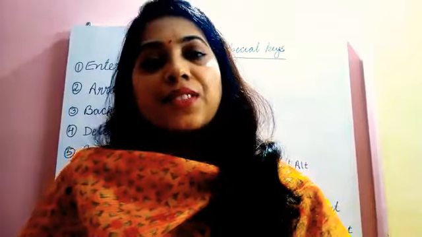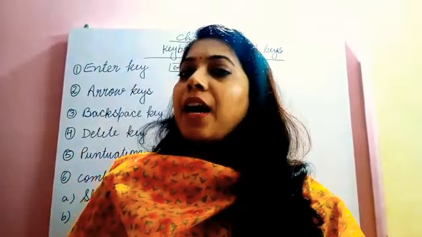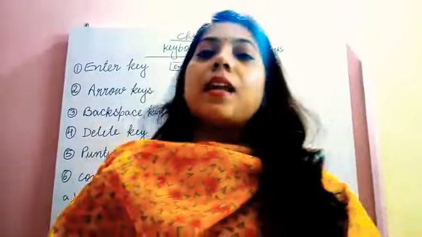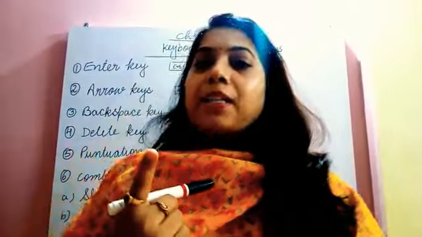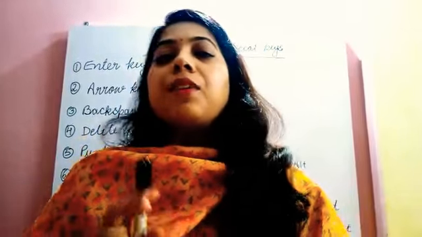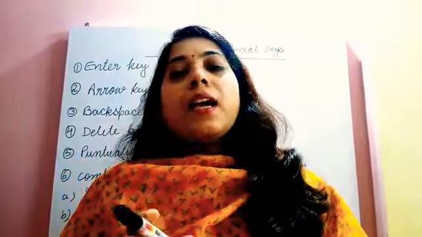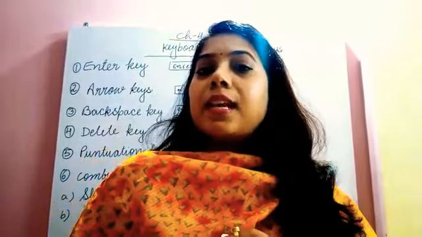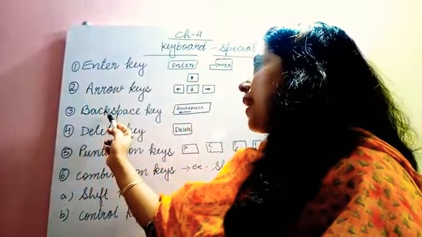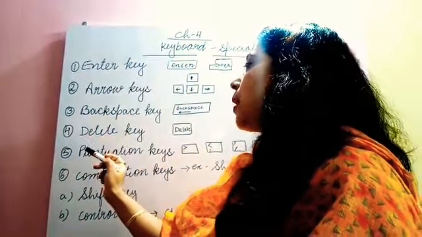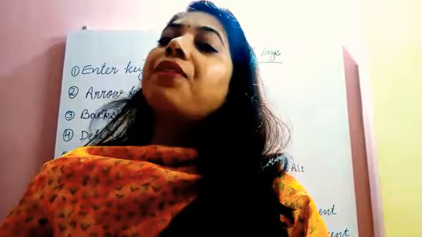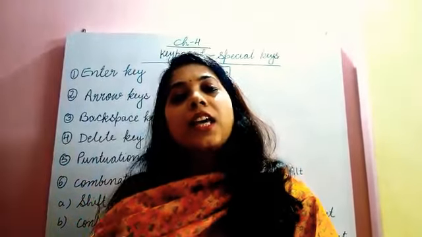In the last class we started with chapter number 4 and completed till the spacebar key. So what did we study in the last class? We studied about alphabet keys, number keys and special keys. And in the special keys we studied about the spacebar key and caps lock key. Today in this class we will be studying about enter key, arrow key, backspace key, delete key, punctuation key, and combination key. These are the different types of keys which are present on the keyboard.